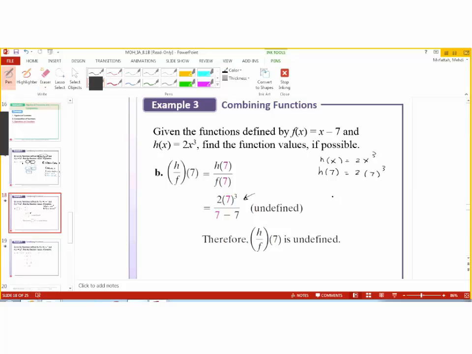Okay, somebody have a question? Go ahead. f of x is given to me as x minus 7, so in this case, 7 minus 7. We get 0, because f of 7 is 0, so the quotient becomes undefined. Therefore, h over f of 7 is undefined.